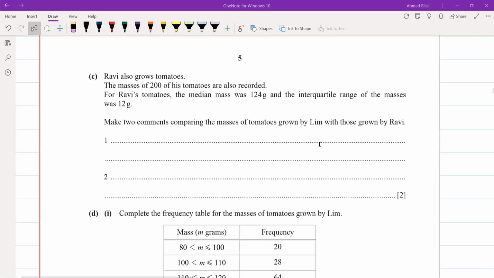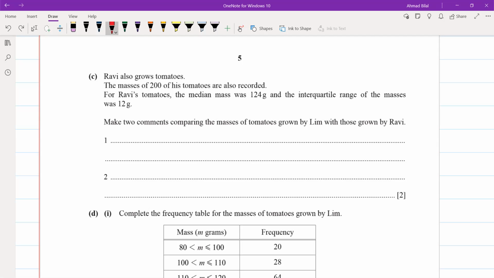Then it says Ravi also grows tomatoes. The masses of 200 of his tomatoes are also recorded. For Ravi's tomatoes, the median mass was 124 grams, and the interquartile range of the masses was 12 grams. Make 2 comments comparing the masses grown by Lim with those grown by Ravi.